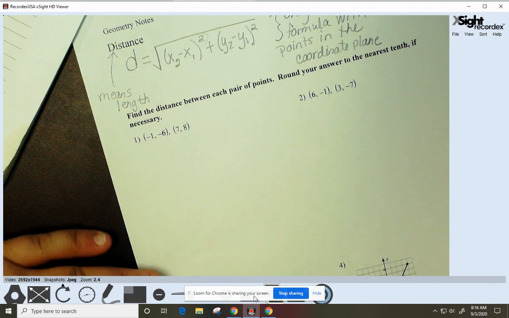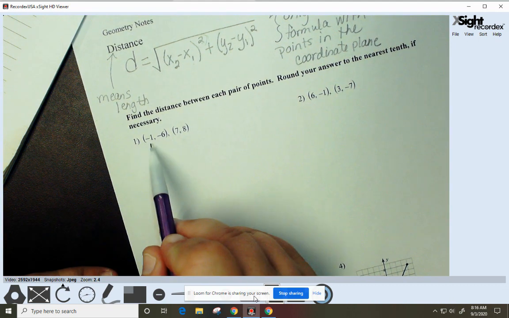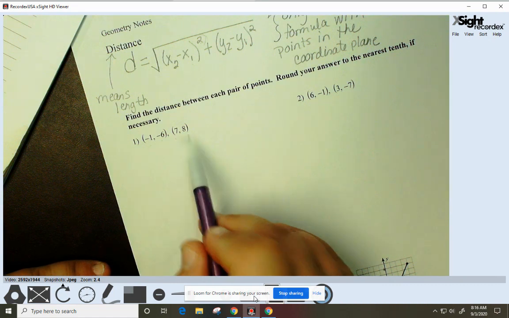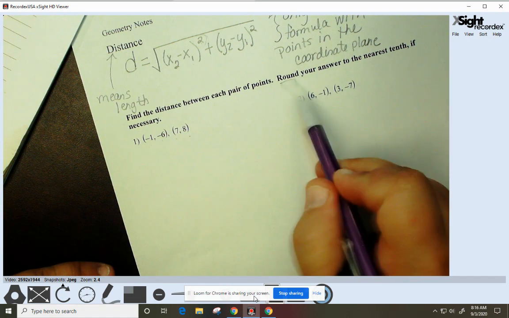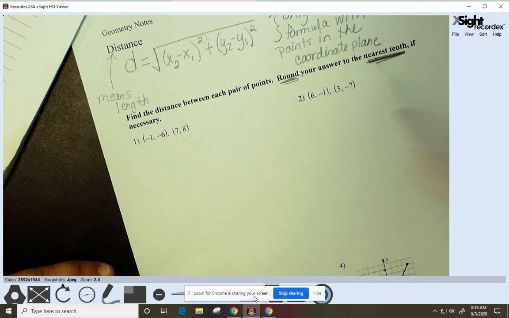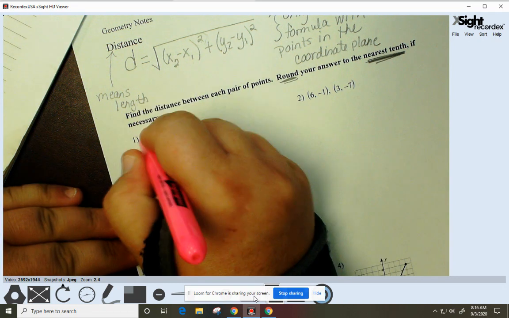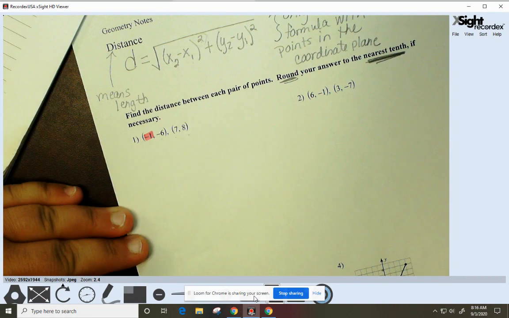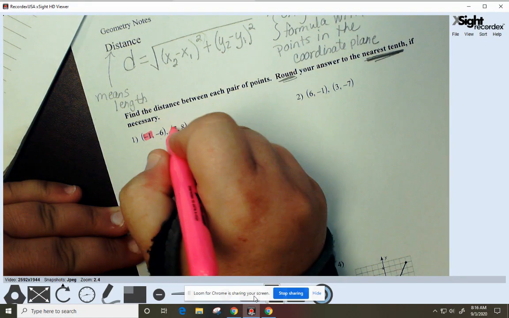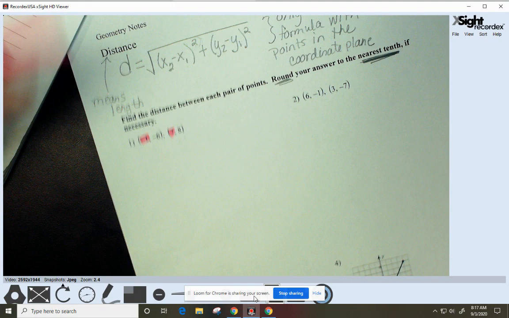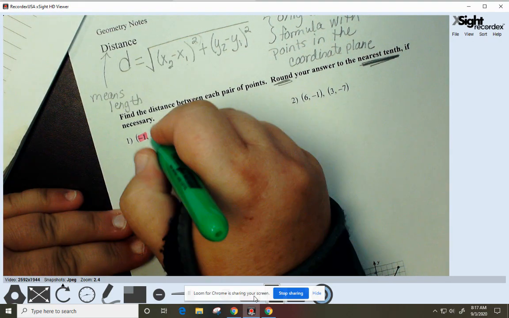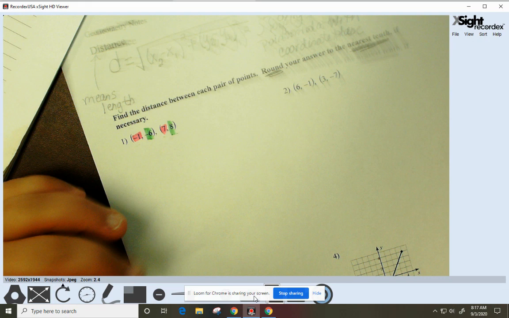I want to find the distance between these 2 points, -1, -6 and 7, 8. And this time it says for me to round to the nearest tenth if needed. Okay, so what I'm going to do is mark my x's. So here's my x, -1, in my first point. There's my second x, that's 7, in my second point. Then I have those y's.